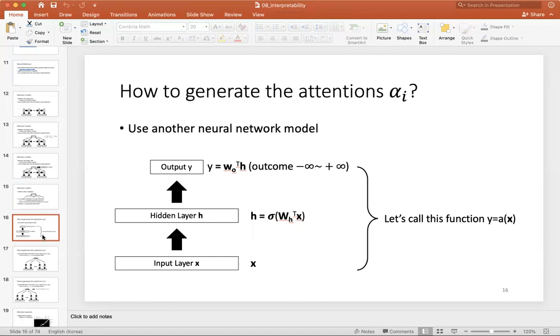So this is just a simple feedforward neural network with a single hidden layer. There's the input layer, the hidden layer, which could be sigmoid, ReLU or tanh, and then the output is just a regression. There's no sigmoid, tanh or ReLU at the output. It's just a linear operation of H, so the output would range between negative infinity and positive infinity. Let's call this function, where you put something in and get a scalar value out, A, for attention.